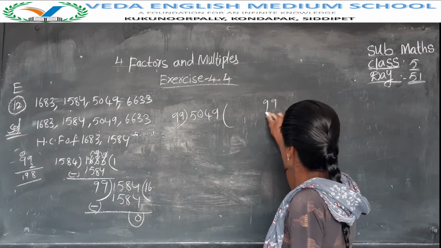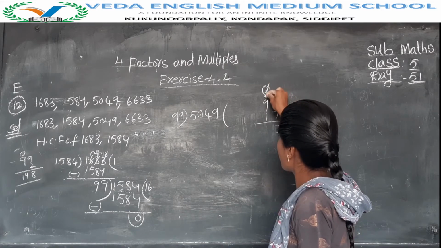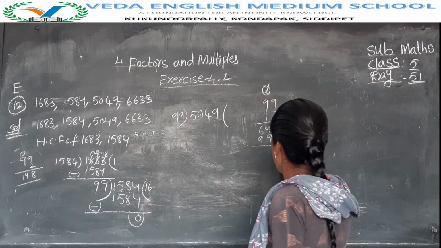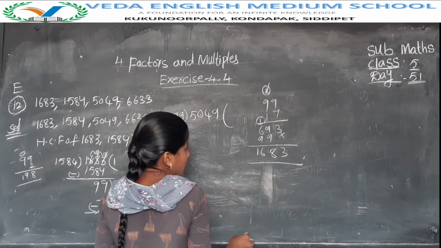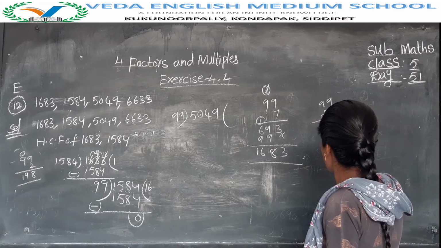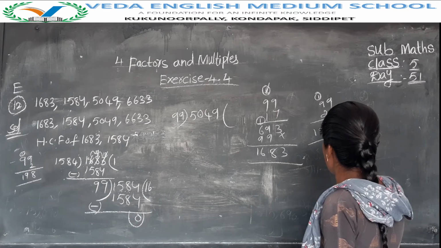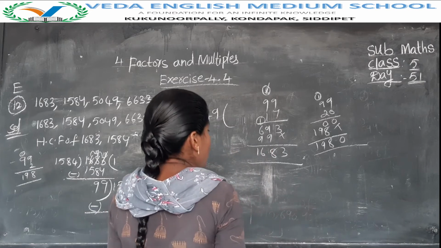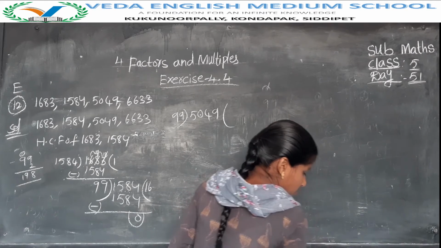So 99 17s are 7 9s are 63, 63 plus 6 69. 1 9s are 9, 3, 9 plus 9 18, 9 plus 1 10, 10 plus 6 16, 1683. So 99 20s are 2 9s are 18, 18 plus 1 19, 0 here, 1980. So we will check 99 21s are, 22s are, 23s are, 24s are, like that.